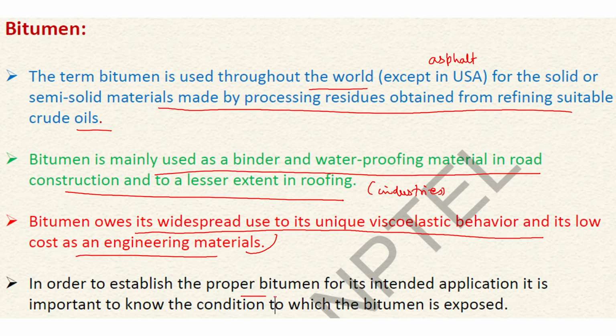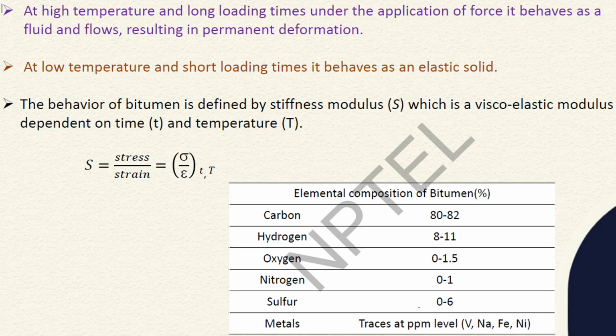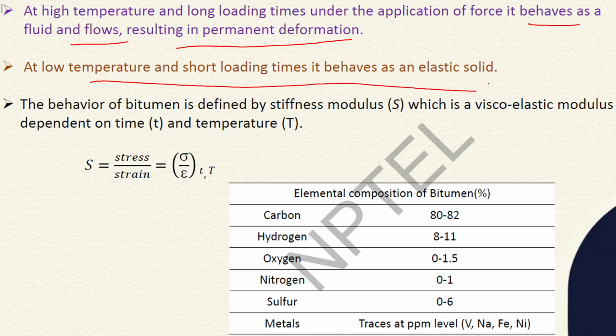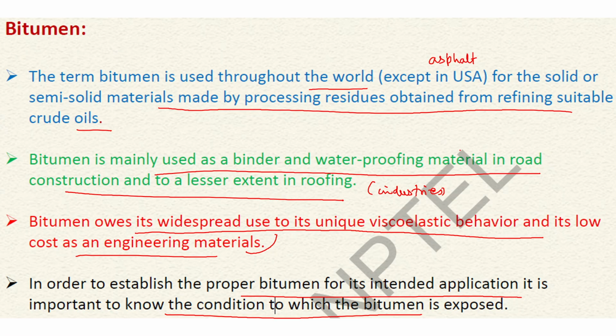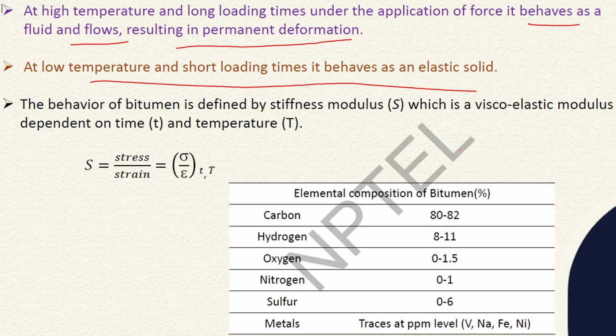In order to establish the proper bitumen for its intended application, it is important to know the conditions to which the bitumen is exposed. At high temperature and long loading times under the application of force, it behaves as a fluid, resulting in permanent deformation, and at low temperature and short loading times it behaves as an elastic solid. As given here, it is viscoelastic in nature, so at higher temperature and long loading time it acts as a fluid, whereas at low temperature and short loading it acts as a solid.